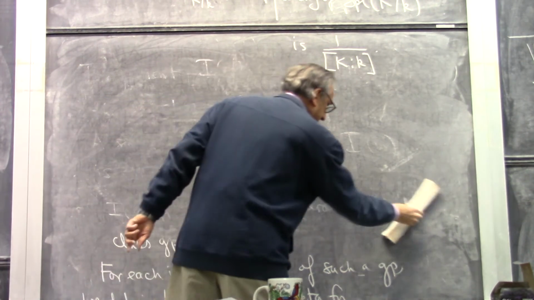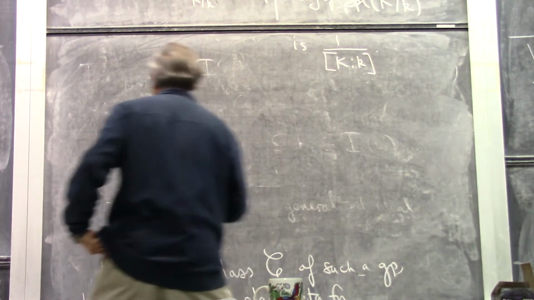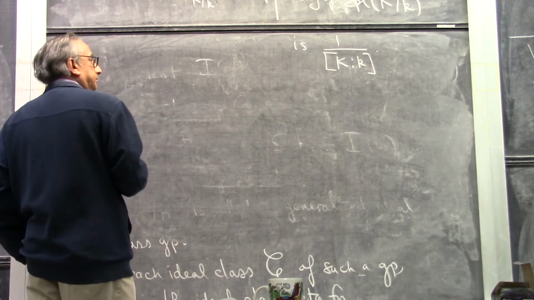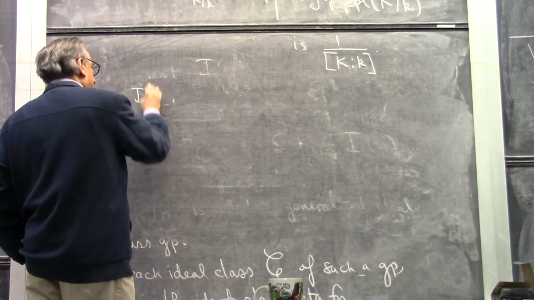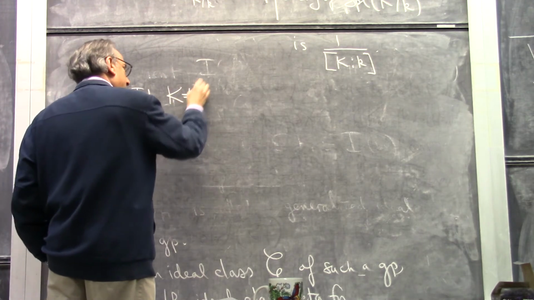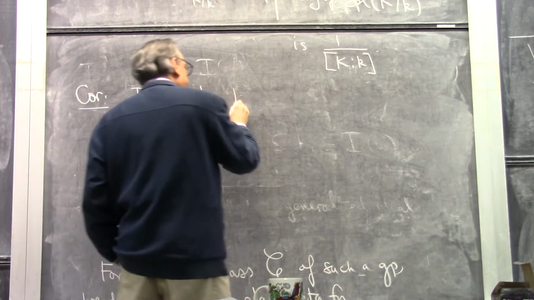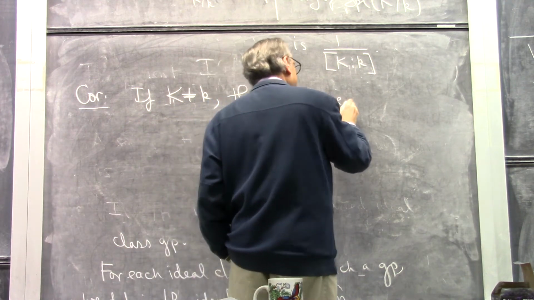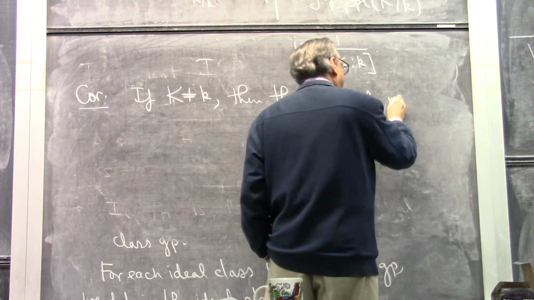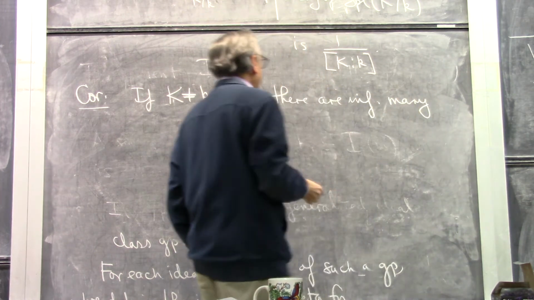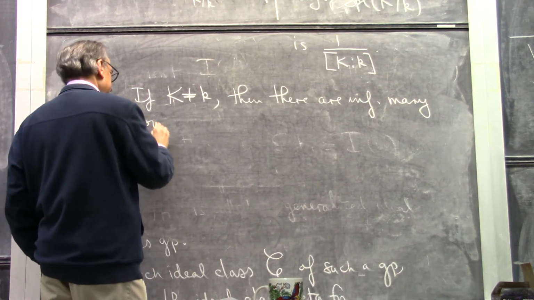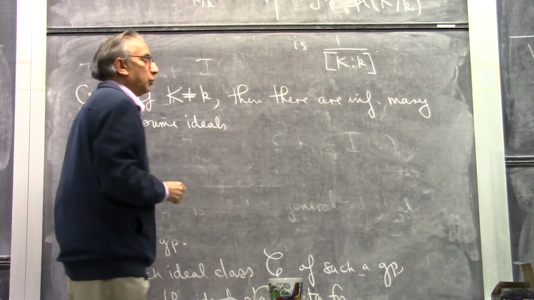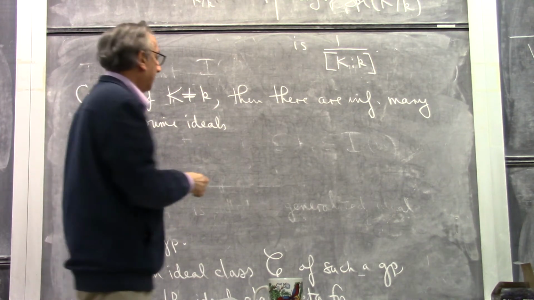So in particular, we have the following corollary. If capital K does not equal little k, then there are infinitely many prime ideals which do not split completely in capital K.